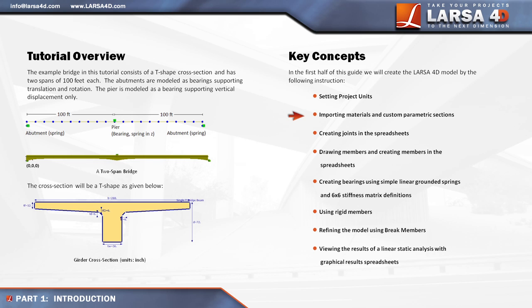In the first half of this tutorial, we'll begin by setting project units, importing materials and custom parametric sections, drawing members and creating joints and members in Larsa 4D spreadsheets, creating bearings using simple linear grounded springs and 6x6 stiffness matrix definitions, using rigid members, refining the model using brake members, creating a self-weight load case, and viewing the results of a linear static analysis with graphical results and Larsa's results spreadsheets.